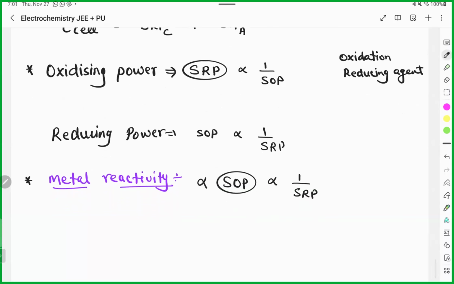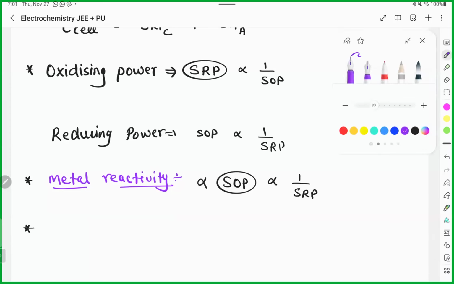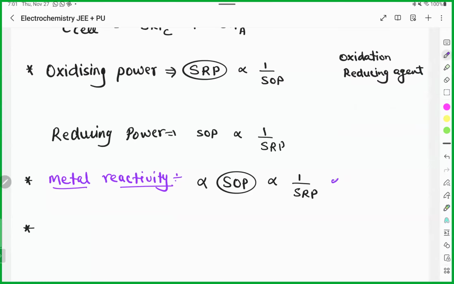In case of non-metal reactivity, just write that this is opposite to the non-metal reactivity. If a metal is more reactive, the non-metal will be less reactive. In the periodic table, down the group, if metallic character is increasing, non-metallic character is decreasing, right? How to decide which element will be displaced in the solution?